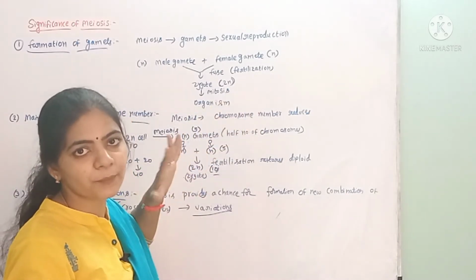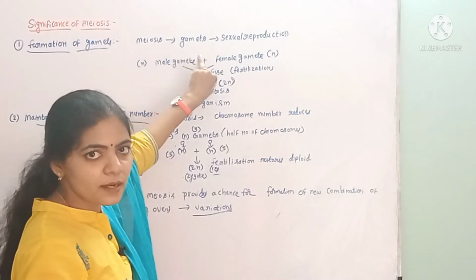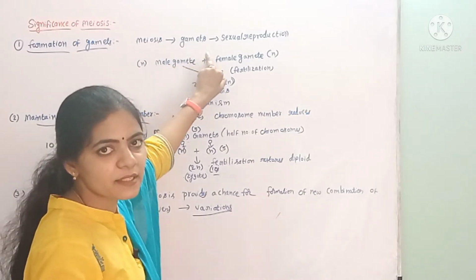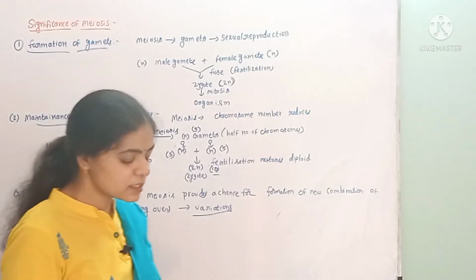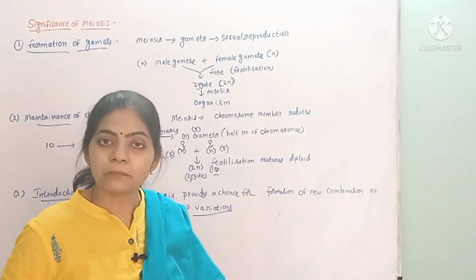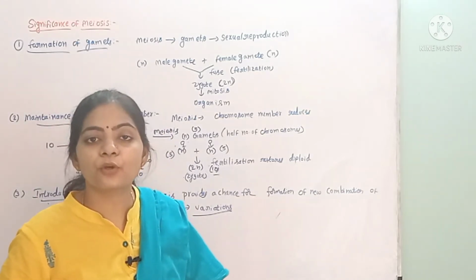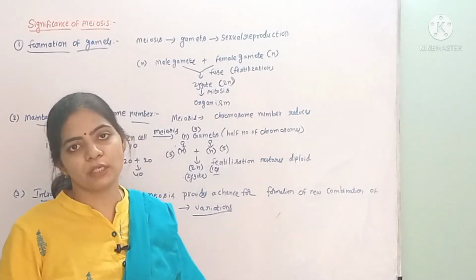That leads finally to the formation of a complete organism. For the formation of the complete organism, these gametes are necessary, and how are these gametes produced? By means of meiosis. And next, maintenance of chromosome number. Meiosis maintains a constant chromosome number in each generation.